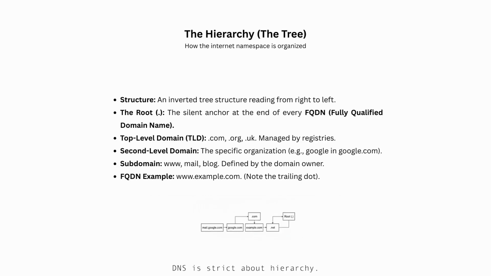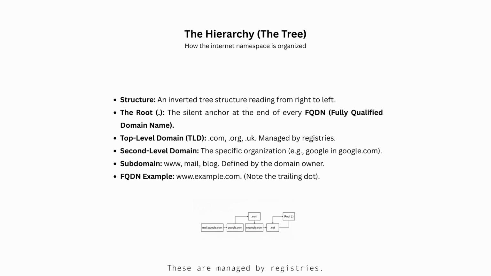DNS is strict about hierarchy. We read it right to left. When you see www.google.com, the system actually sees the dot, then com, then Google, then www. That dot at the very end is the root, the silent anchor at the end of every fully qualified domain name, or FQDN. Below that, we have top level domain names like .com, .org, .in, .uk.